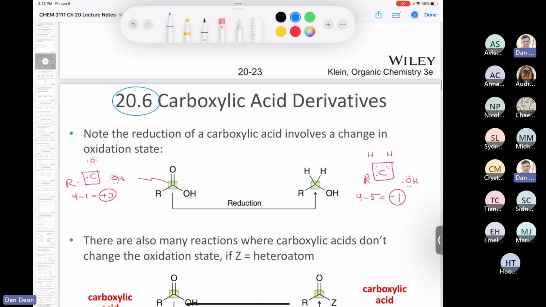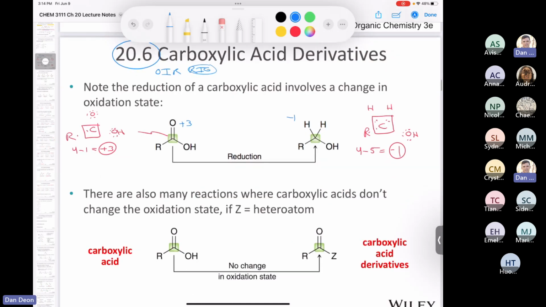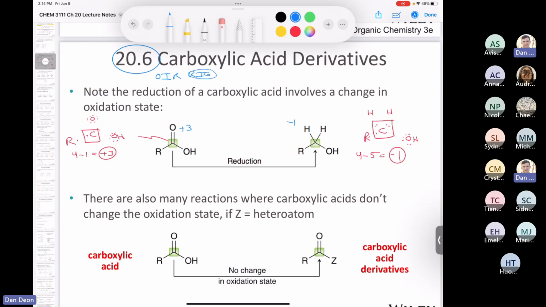So you've gone from +3 to -1, right? So gain electrons, reduce, right? OIL RIG, right? Reduction is gaining electrons, okay? So that shouldn't be anything new to you. But what we're going to look at now is that there are many reactions in organic chemistry where carboxylic acids don't change their oxidation state at all.